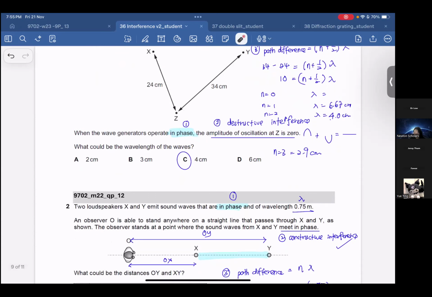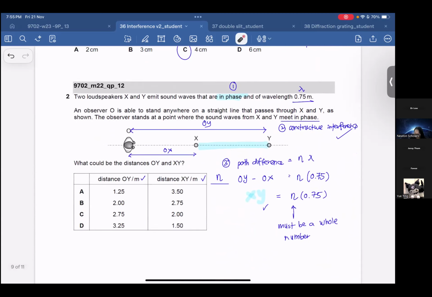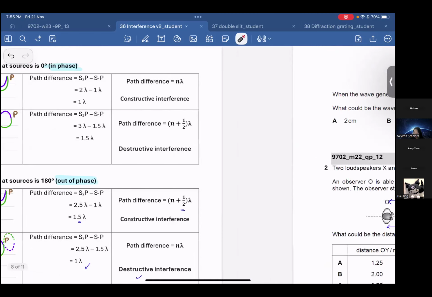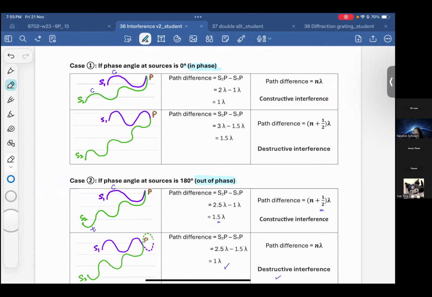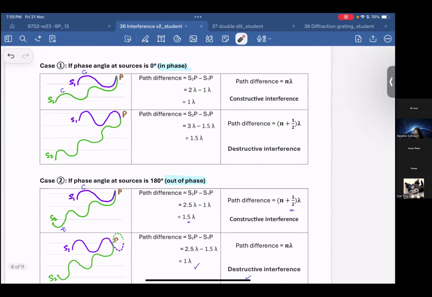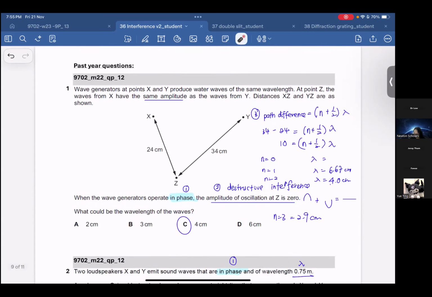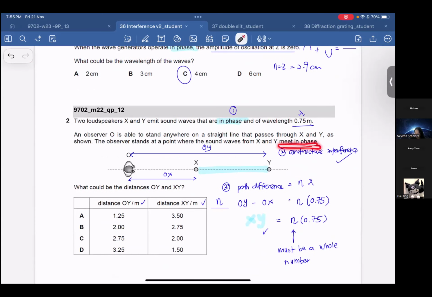For the next question here, in phase. So I know that I also need to apply either one of these two. Then after that, how I know it's constructive is because of this sentence: X and Y, they meet in phase. Not this part. This part is talking about the waves starting out in phase. This part is talking about when they meet up, they are in phase. So this is constructive. So Wesley, is it okay? Manjo, correct. Okay, good job.